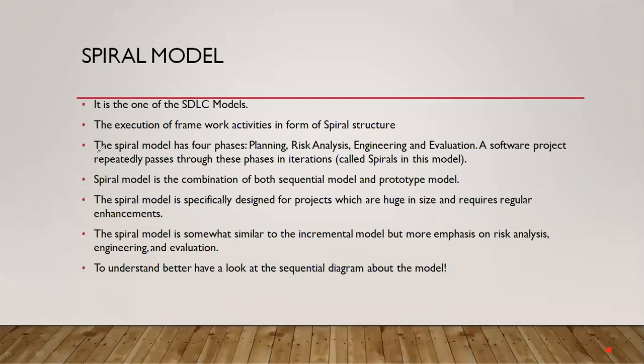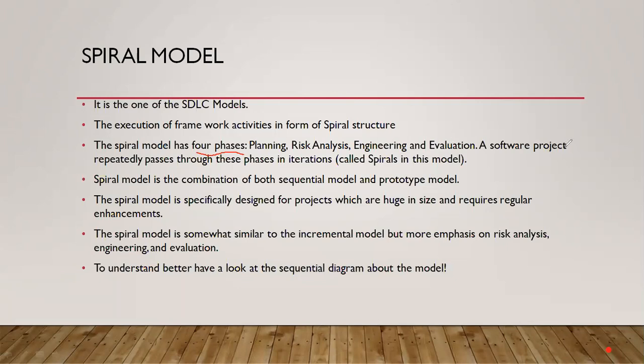Coming to this, the spiral model has four phases. How many phases? Four phases. What are those? Planning, risk analysis, engineering, and evaluation. So these are the four phases of a spiral model. Till now we have discussed five phases in the framework, but here we are going to discuss only four. Why? Because the first phase, communication, is included in planning. That's why the five steps are changed into four steps.